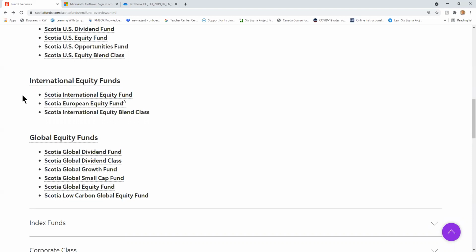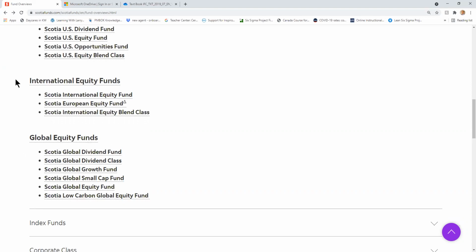So international equity is going to be, of course, outside of Canada. If you go for a flight at Pearson, although no flights now, but if you do, international means you're going outside of Canada. International equity funds are only invested in companies which are outside of Canada. Global includes all of the world, so it includes Canada and other countries also. So that is the difference between global and international.